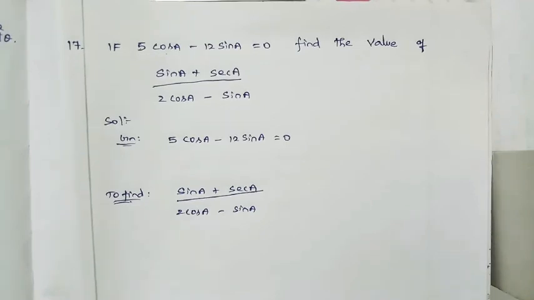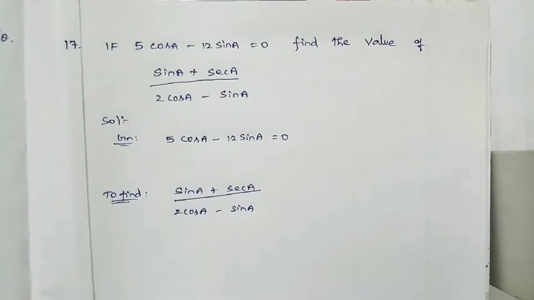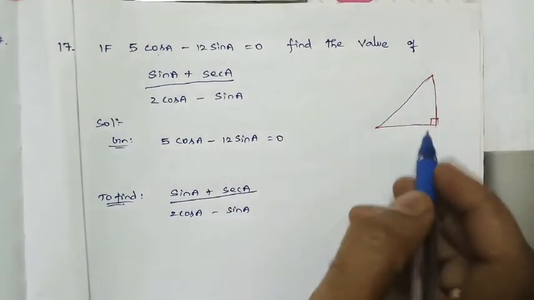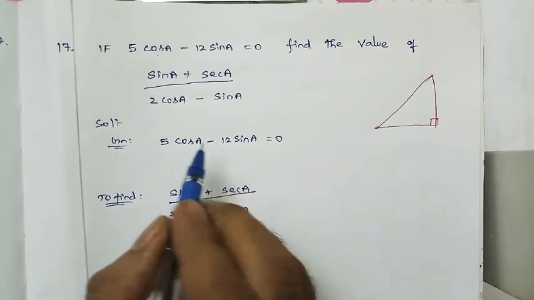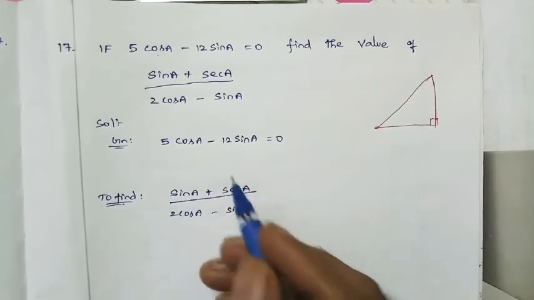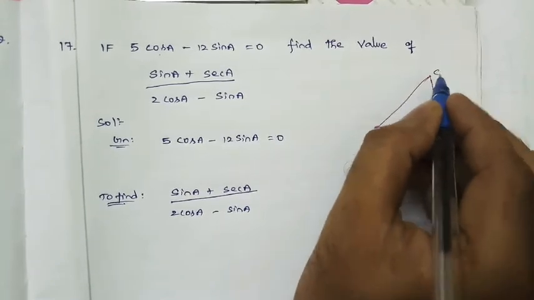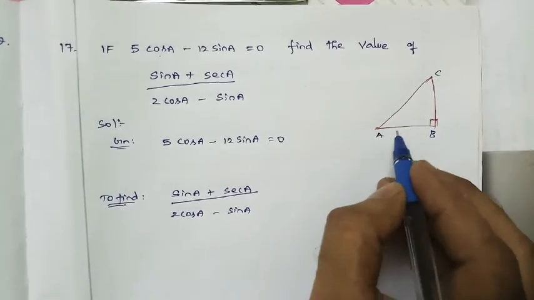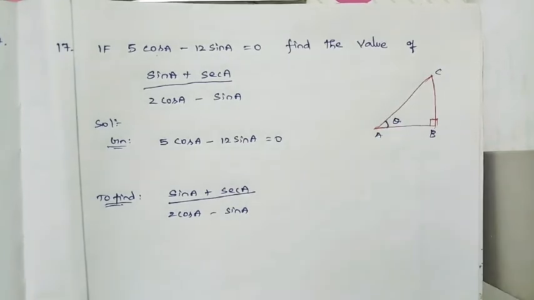So first we want to form a right angle triangle. Here they are using theta as a. A alone won't make a right angle triangle, so for the remaining I am taking A, B and C. Here A is nothing but theta. What is the given here?